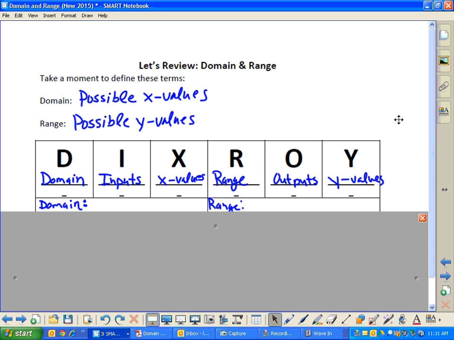Roy, that's range. Range, like domain, very similar, except that it pertains to Y values. Range, collectively speaking, are all of your possible values of Y, or all of your possible outputs for a function or for a relation. Well, that's what we're going to kind of talk about. Sometimes we can have every number under the sun, but sometimes our domain or our range can be restricted.